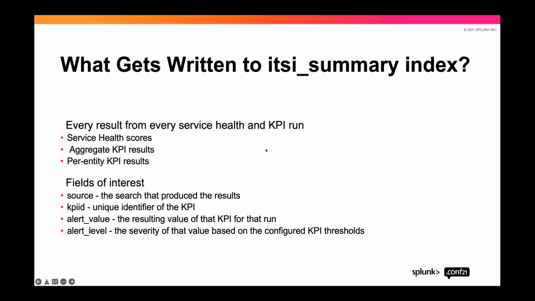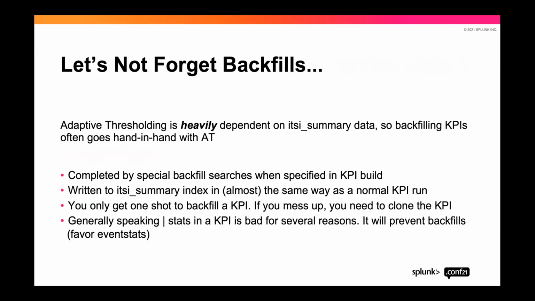So the next thing we want to talk about is backfill. This is where we start looking at that data that's being generated and written to the ITSI summary index, and how we take that information, look historically, and apply that to an adaptive threshold. So the adaptive threshold has an amount of data to run through its algorithm, right? As it says here, adaptive threshold is heavily dependent on the ITSI summary data. Backfilling goes hand in hand with adaptive thresholding, okay?